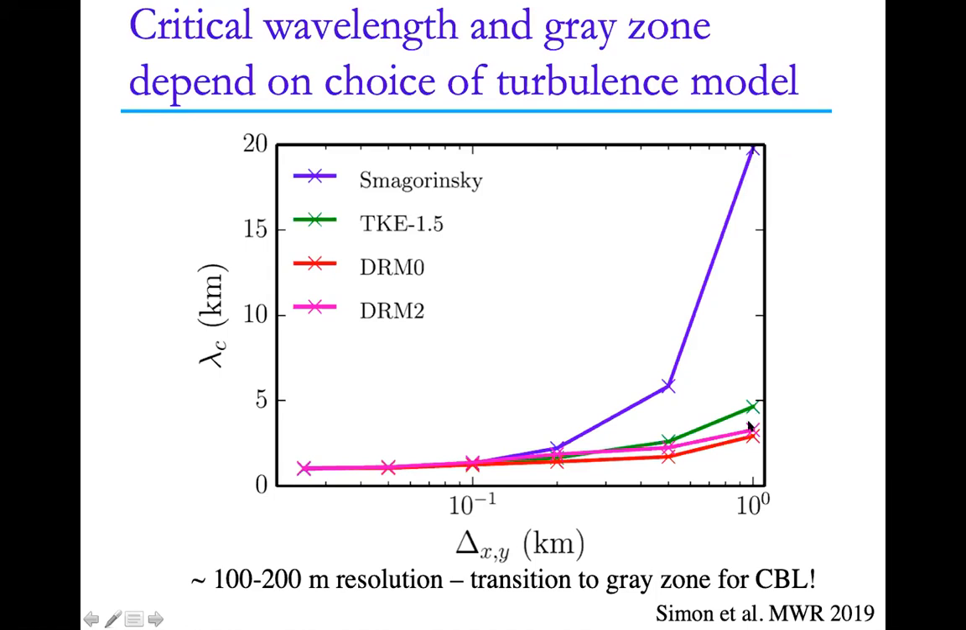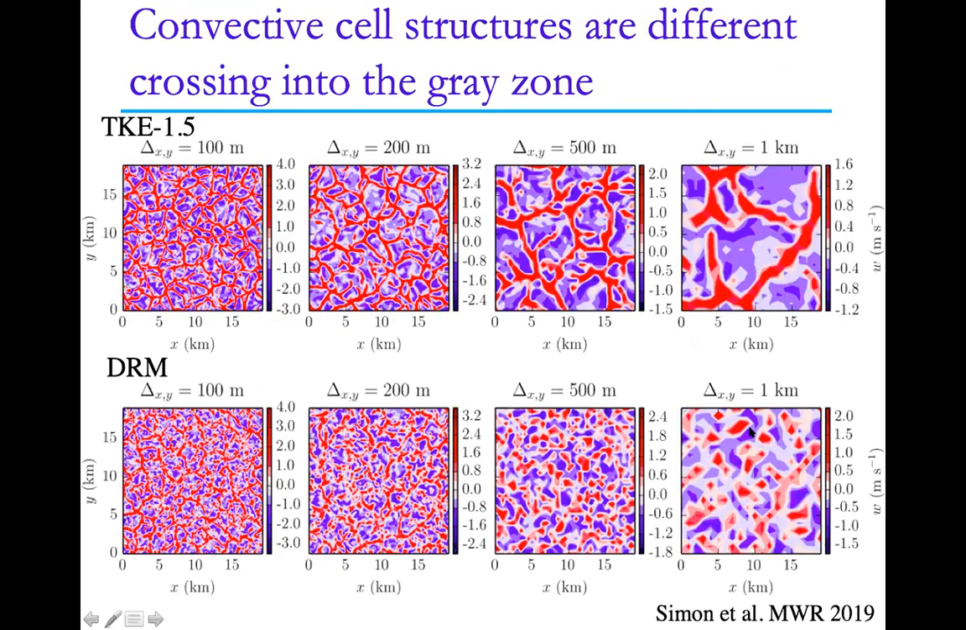And you can see that the DRM with 0 levels and 2 levels of reconstruction here stays the flattest, meaning that it's able to maintain the closest length scales to what we originally saw at the 25-meter grid. And the TKE model is showing slightly larger structures at 1 kilometer than the DRM, and that's what we saw in this previous plot over here.